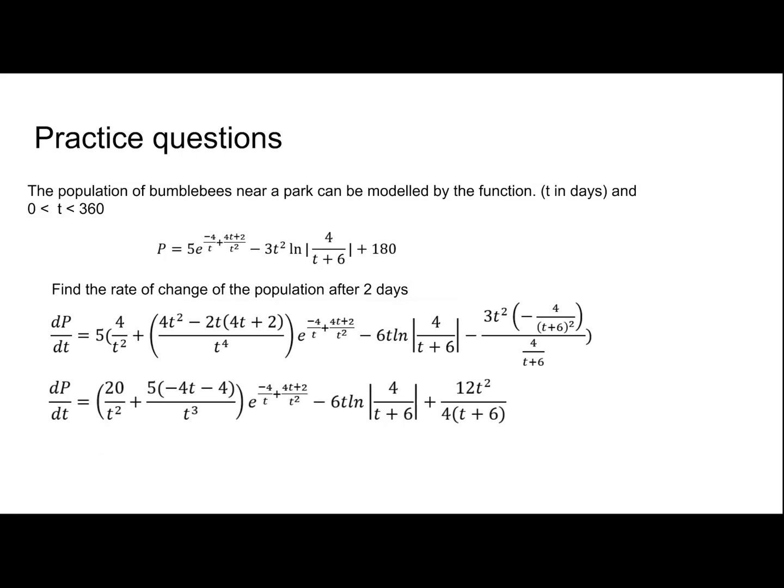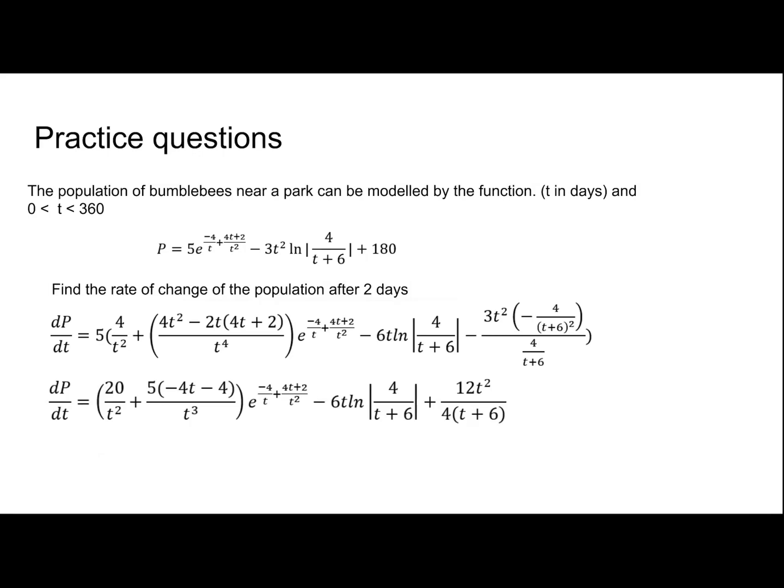So that becomes positive 12t squared, so 3t squared times 4, that's 12t squared, multiplied by the reciprocal of 4 over t plus 6. If you divide by a fraction, it's the same as multiplying by its reciprocal. So technically, if you divide by 4 over t plus 6, you're multiplying by t plus 6 over 4.